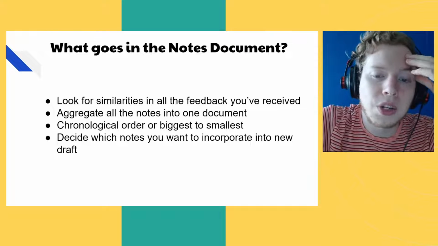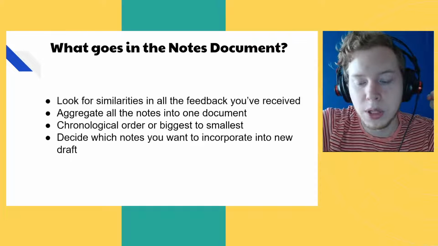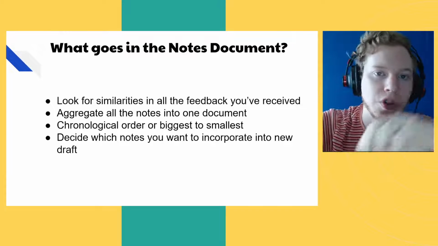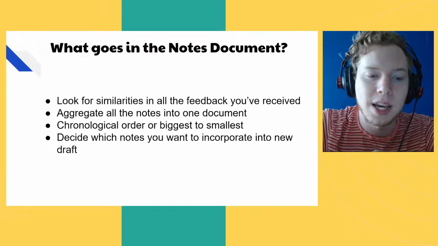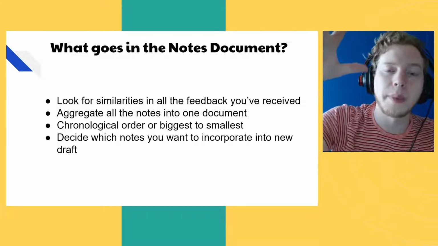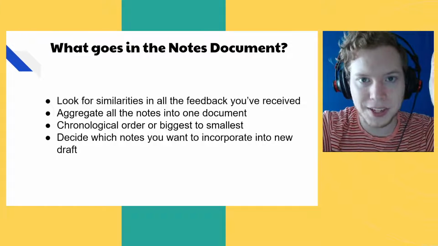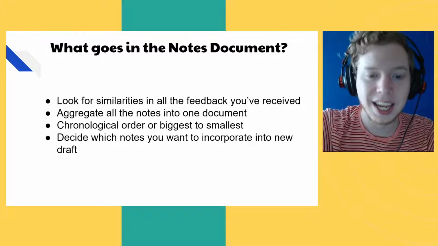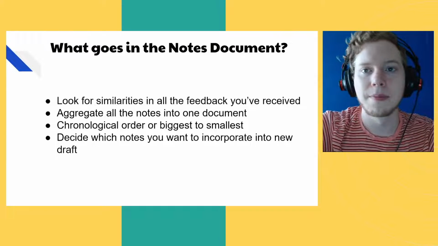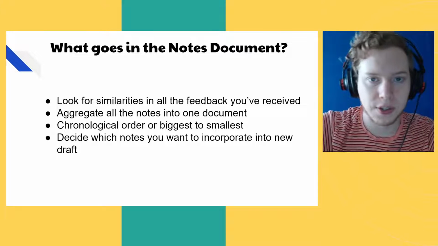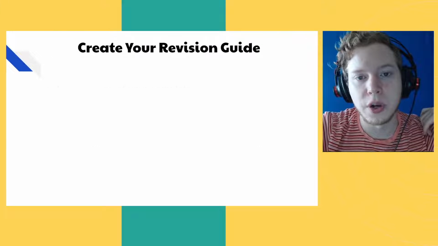Chronological order, or biggest to smallest, can be a way to organize it. Usually I just do it chronologically, which is why we take a copy of your re-outline, so you have the entire chain of events of your script with a bullet point for every scene. Then you have a document of all of the notes, and you're going to copy and paste the notes over into this re-outline, so that you know where they're going to go, and you're also choosing which notes you want to take.